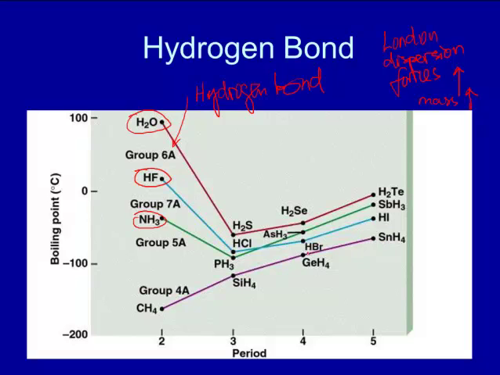So this is group 14 elements forming compounds with 4 hydrogens. So it goes from methane to silicon tetrahydride, germanium tetrahydride, tin tetrahydride. So the boiling point moves up. So this is actually the London dispersion forces at work.